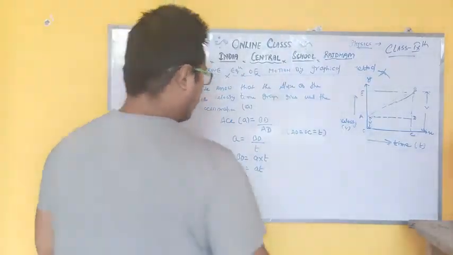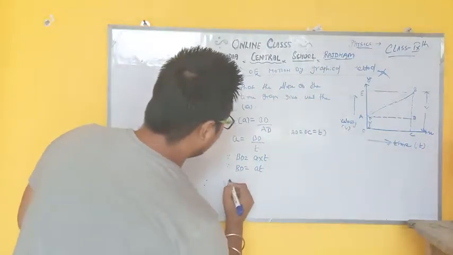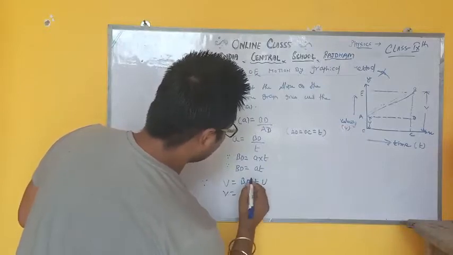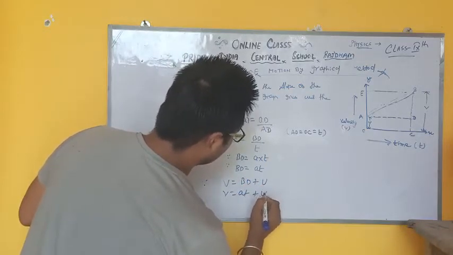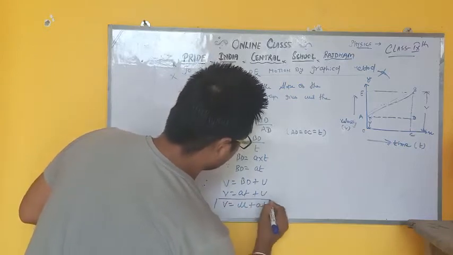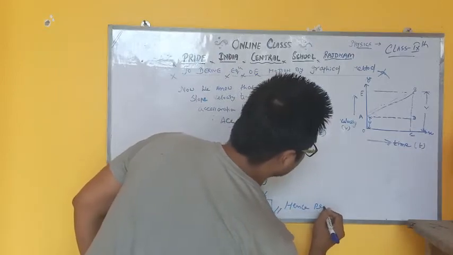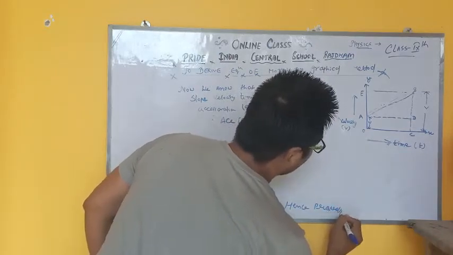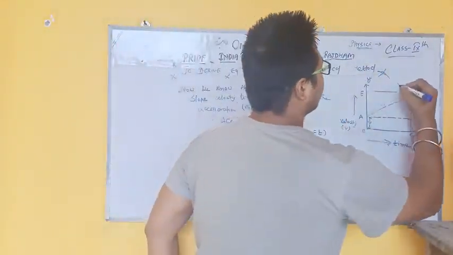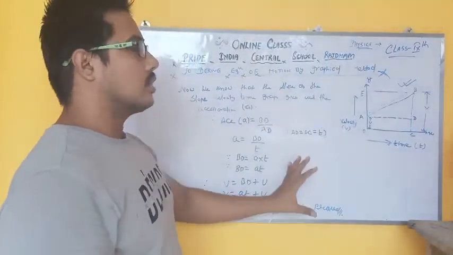Therefore, V is equal to BD plus U. Therefore, V is equal to AT plus U, so V is equal to U plus AT. And hence, this is proved. To prove all the three equations of motion, we will use the same graph.